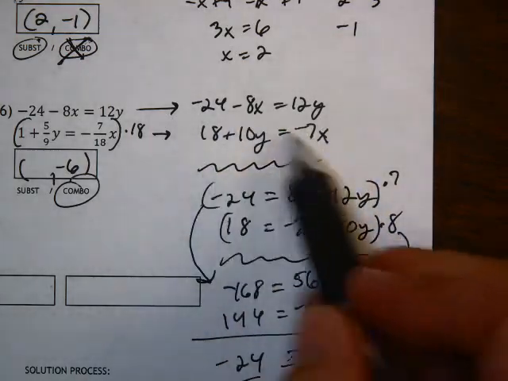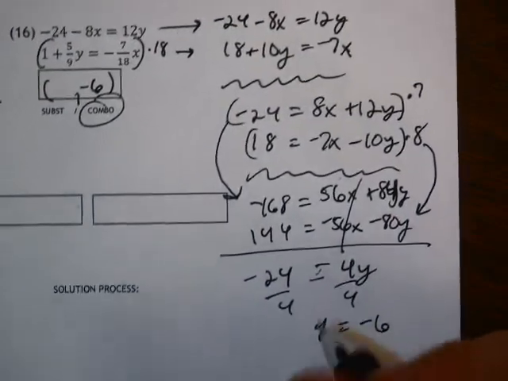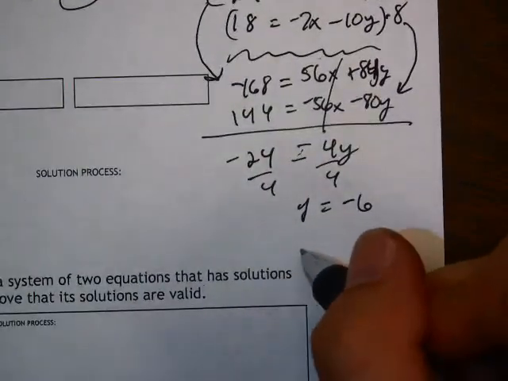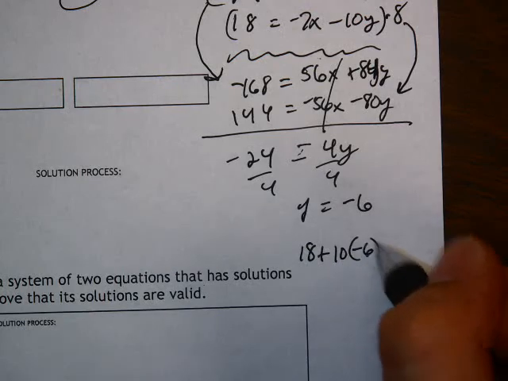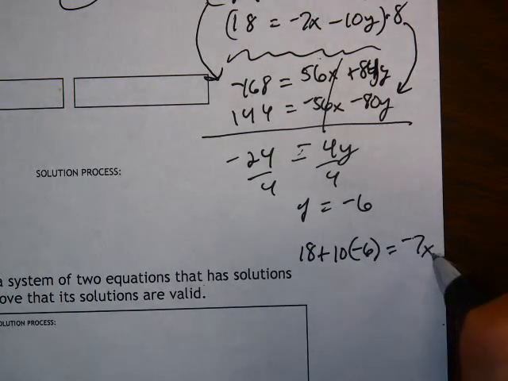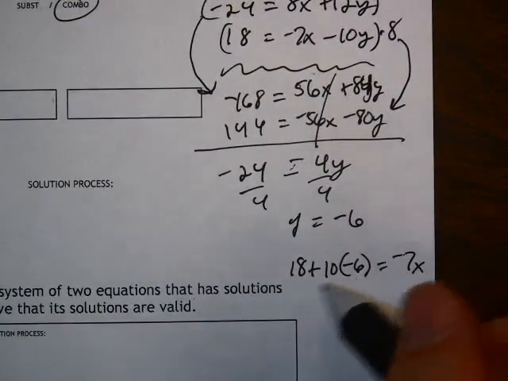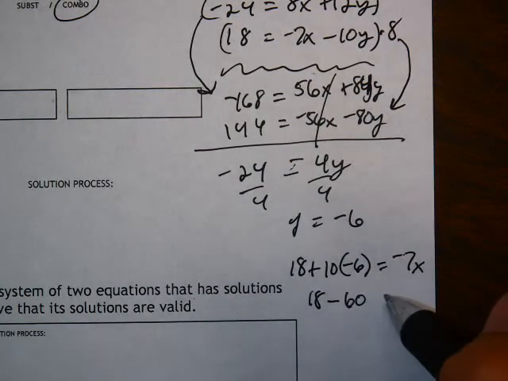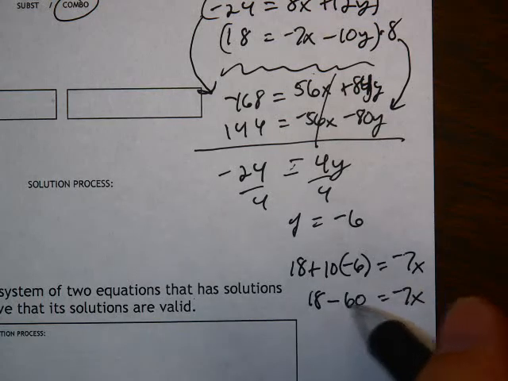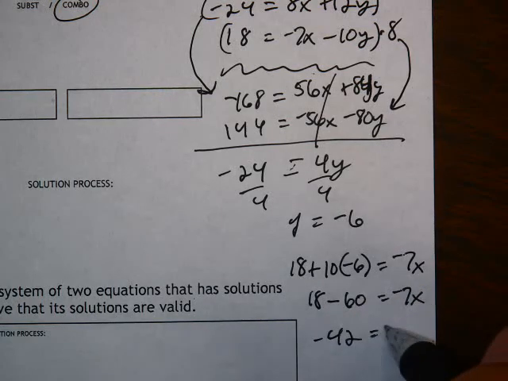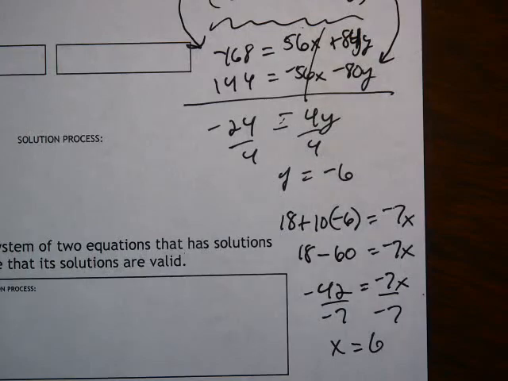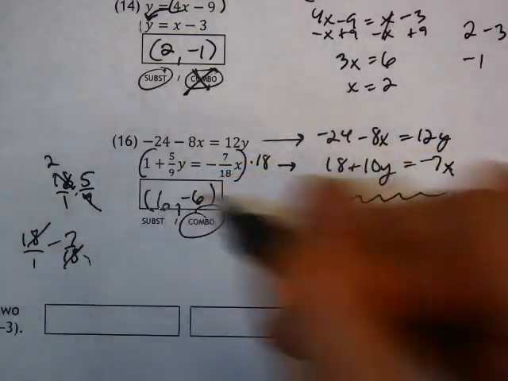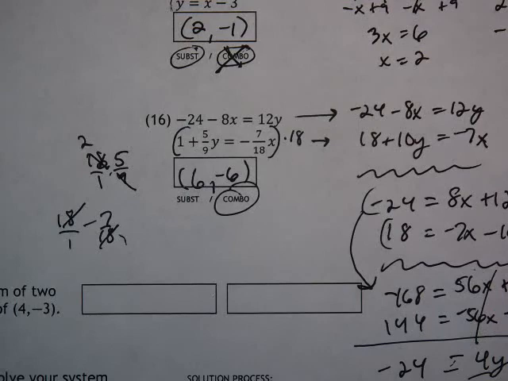So I've got this equation, I've got 18, really running out of room now. 18 plus 10, but instead of y, I'm substituting negative 6, equals negative 7x. When I multiply again, 18 minus 60 equals negative 7x. I subtract these, I get negative 42 equals negative 7x. I divide by negative 7, and finally my value for the x-coordinate is positive 6. So my solution to number 16 is 6 and negative 6.